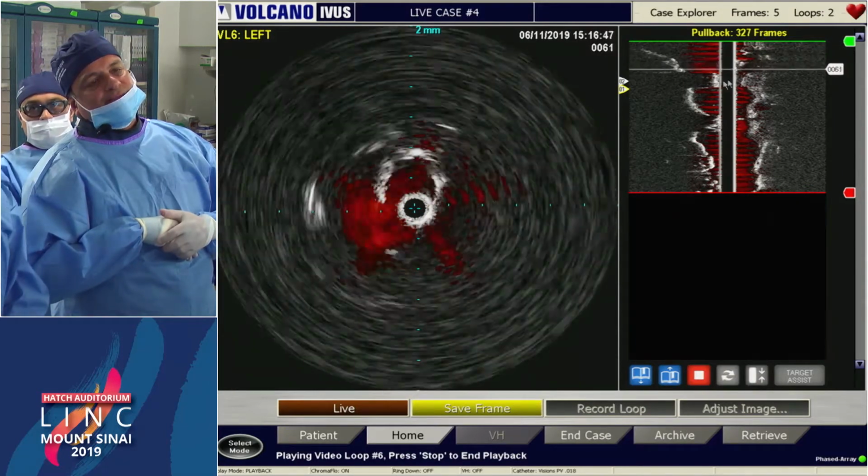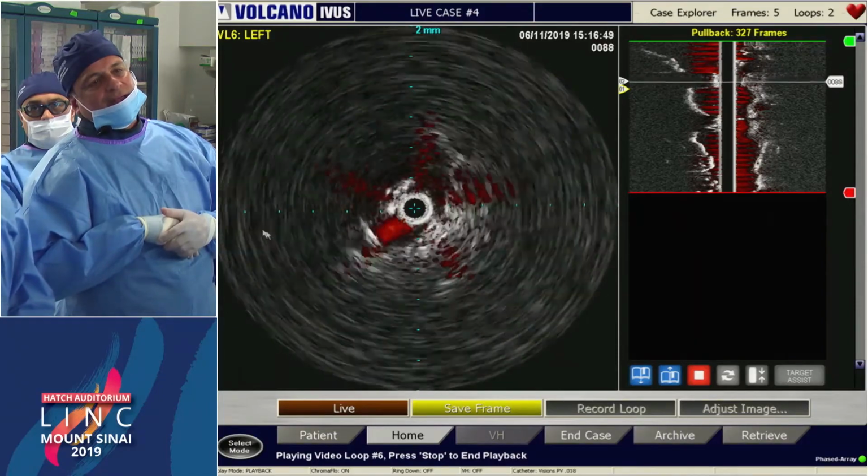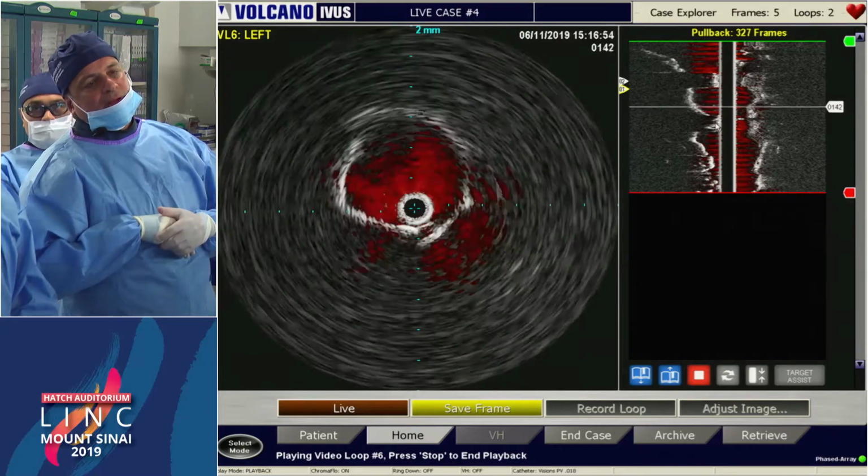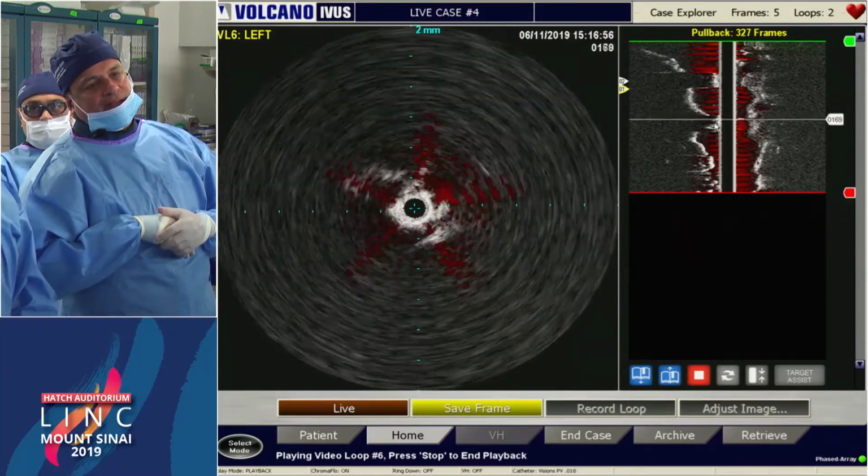And you can see in the left, there you go. Very tight at the distal common. And then coming towards the proximal, again, it's going to narrow down again at that stage.